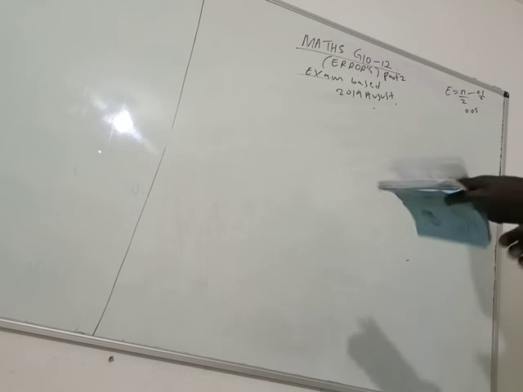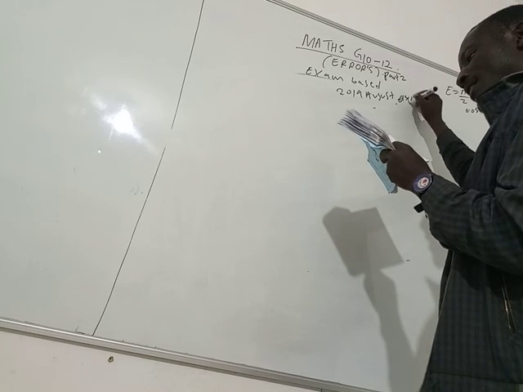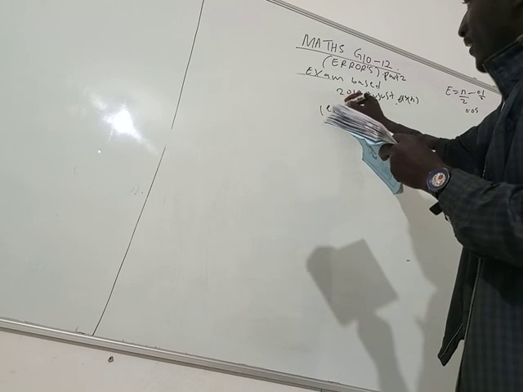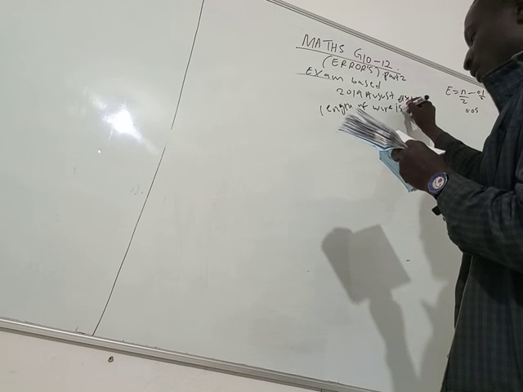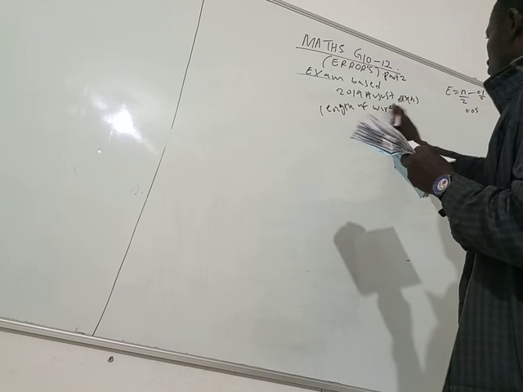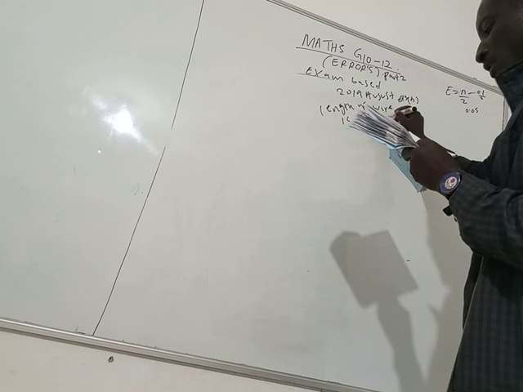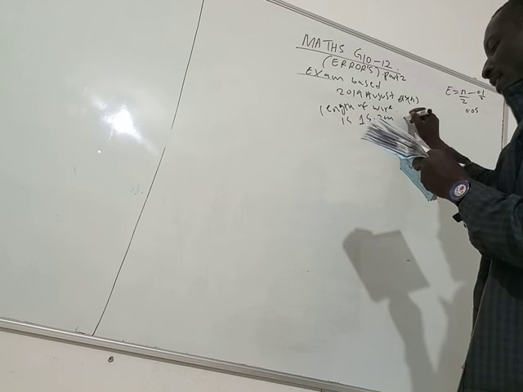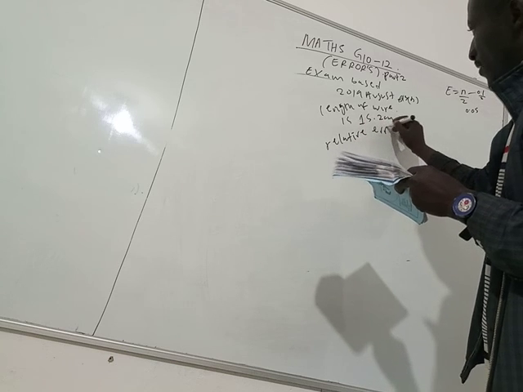Oh, by the way, there was part B. I didn't do part B. Allow me to do part B, the same 2019 August, question 13B. They said length of wire is 15.2 centimeters. So they want the relative error. What is the relative error?